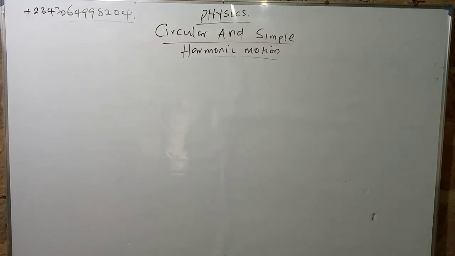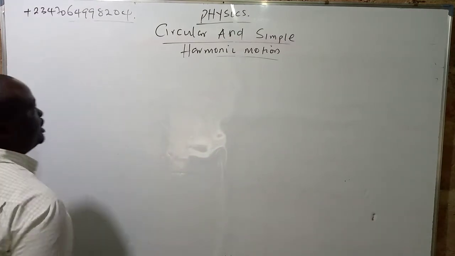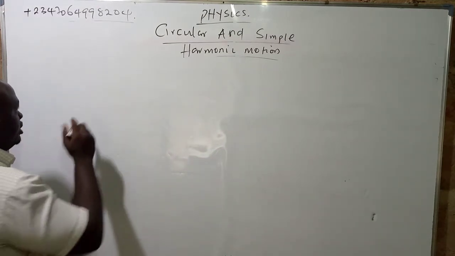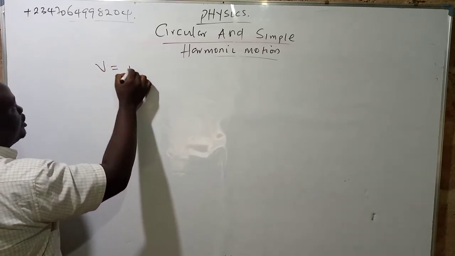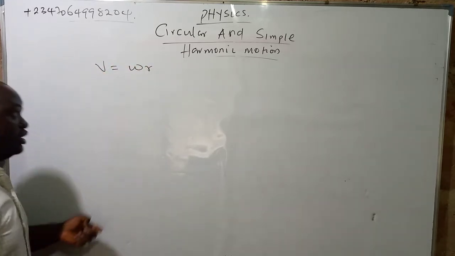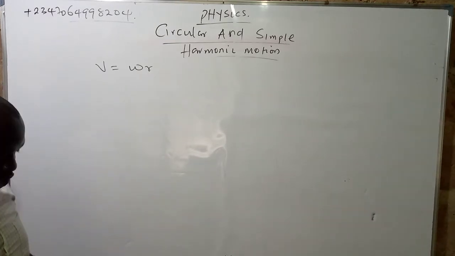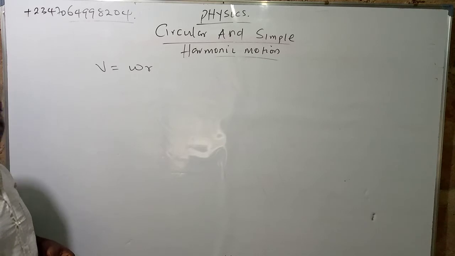Note this very well. We have the relationship between linear velocity and angular velocity. So v is equal to ωr, where v is the linear velocity, ω is the angular velocity, while r is the radius, right? Now this is the relationship.